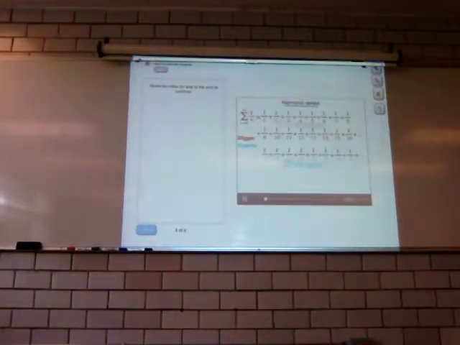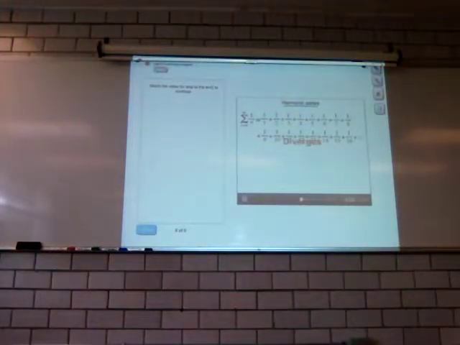Right. If the smaller series diverges, then the bigger series has to diverge as well. Great. So you've just proven that the harmonic series diverges.